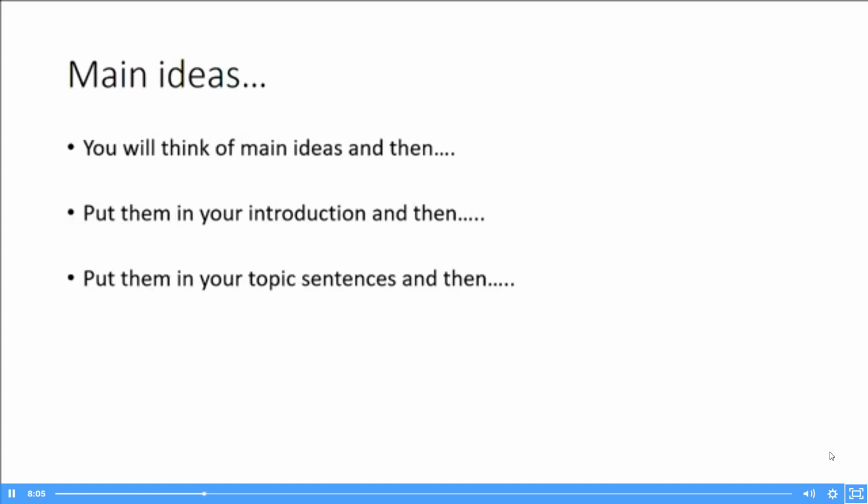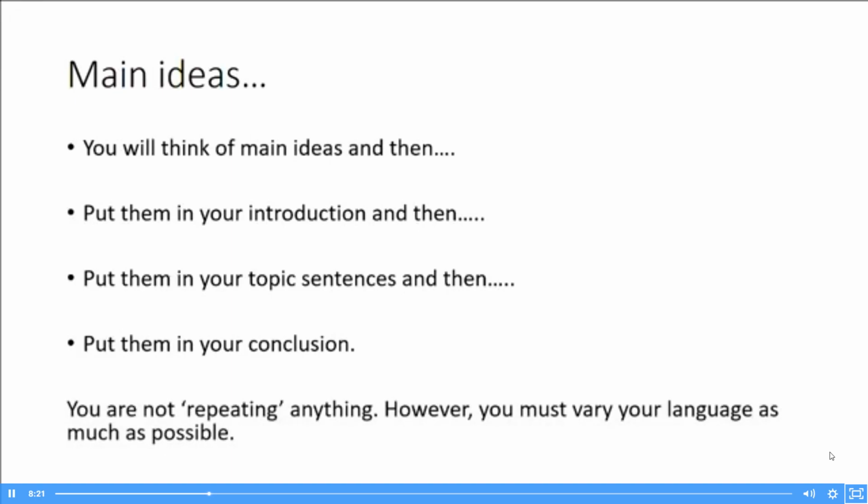So, and then you're going to put those ideas in your conclusion. So your ideas go in the introduction, the main body, and the conclusion. You are not repeating anything. So every time I suggest this structure or talk about this in any way, lots of students say to me, you cannot repeat anything in your essay. So that goes against basic essay writing technique. Look at any good essays, look at any good academic articles or anything like that. They will have the main ideas in the introduction, the main body, and the conclusion.